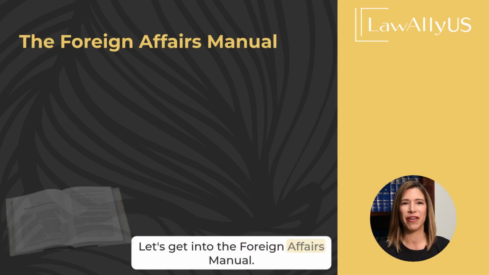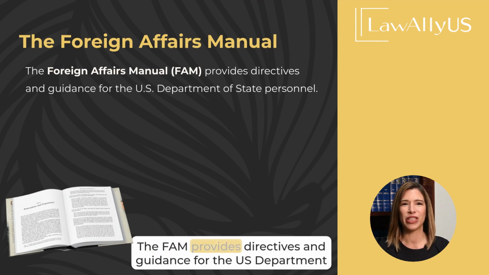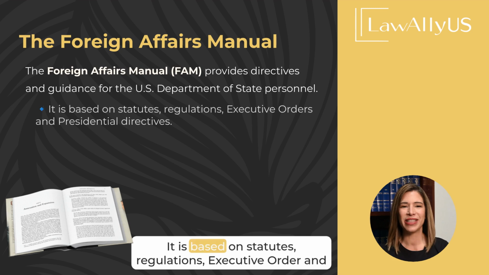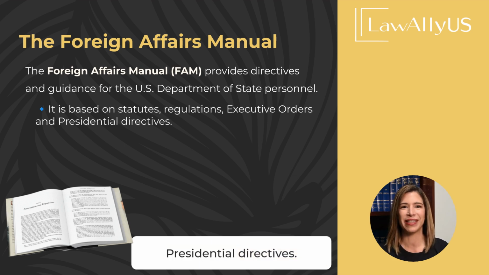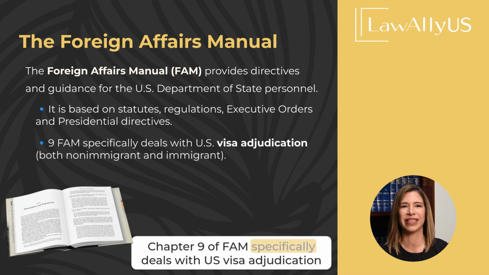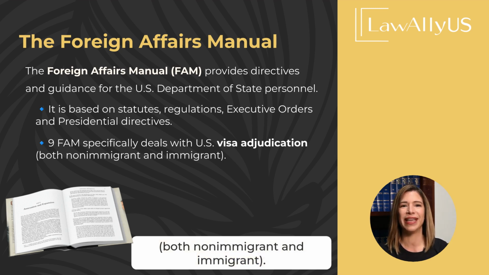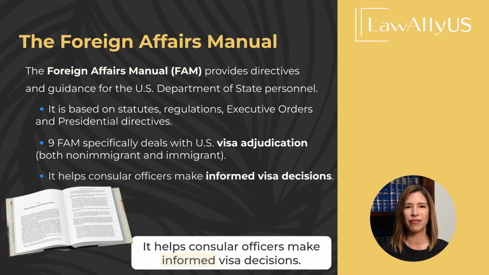Let's get into the Foreign Affairs Manual. The FAM provides directives and guidance for the U.S. Department of State personnel. It is based on statutes, regulations, executive orders, and presidential directives. Chapter 9 of the FAM specifically deals with U.S. visa adjudication, both non-immigrant and immigrant. It helps consular officers make informed visa decisions.